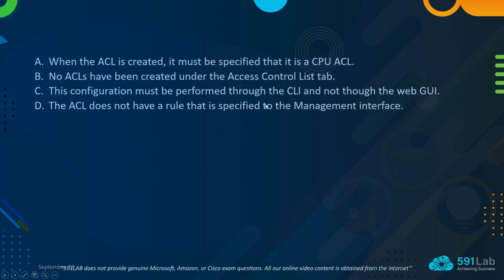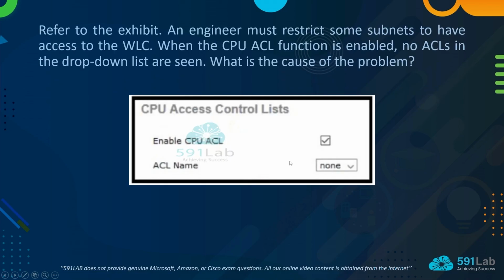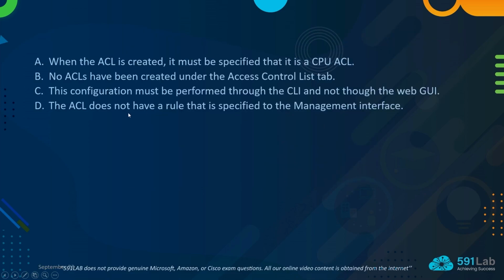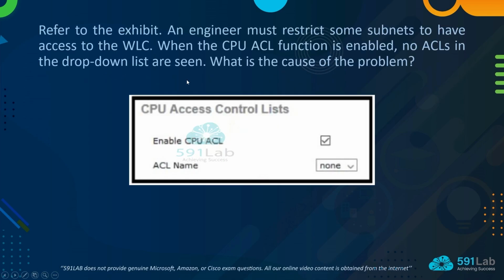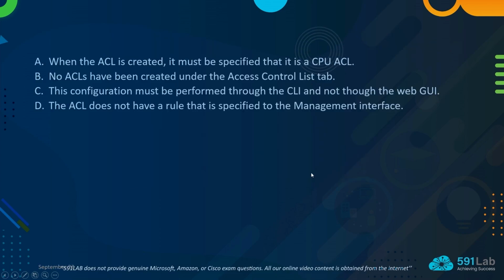The configuration must be performed through the CLI and not through the web GUI. This is not correct. As you can see, we can in fact have GUI access and options to enable the ACL and specify the access lists. So this is not correct. The ACL does not have a rule specified for the management interface. Basically, CPU ACL is a dynamic interface, and we can apply it to multiple interfaces. So this one is not correct either. The one that is correct is B, no ACL has been created, because if there is no ACL under the access control list, it's going to show us none. So the answer is B.